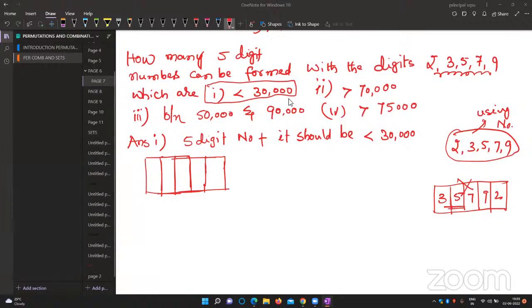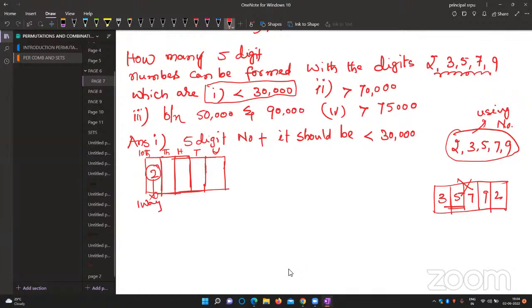First, we'll see. This is called the unit digit. This is the 10th digit. This is the 100th, this is the 1000th digit, and this is the 10,000 digit. For the number to be less than 30,000, you have to write 2 only here. Only 2 has to be fixed. That is one way; there is only one chance to fill this place.